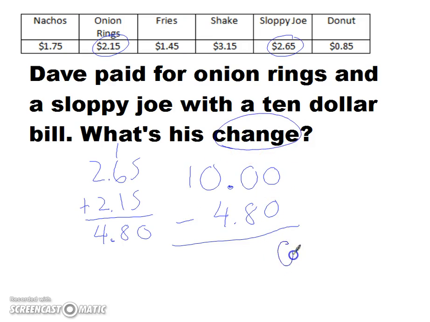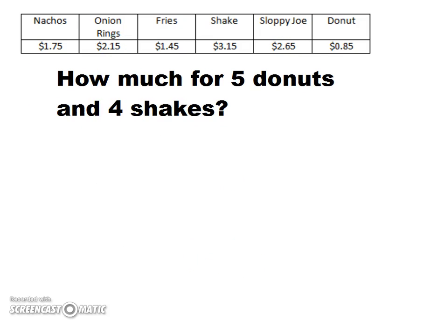0 minus 0, do not need to borrow for that one. 0 minus 8, no, I'm going to borrow. This 0 has nothing to borrow from, so we can borrow from him. He goes to 0, he becomes 10. Then this 0 comes back, borrows from the 10, makes him 9, and he goes to 10. 10 minus 8 is 2. 9 minus 4 is 5. You should get $5.20 back in change.